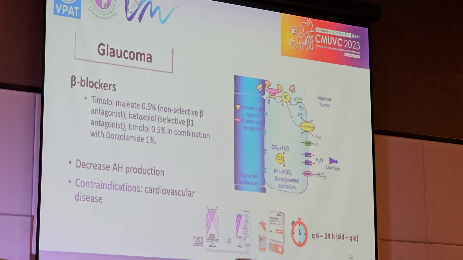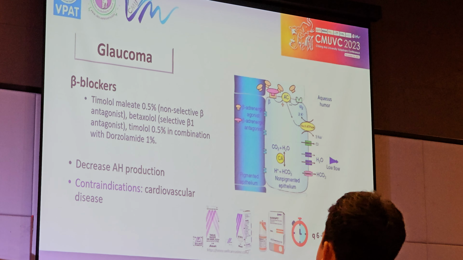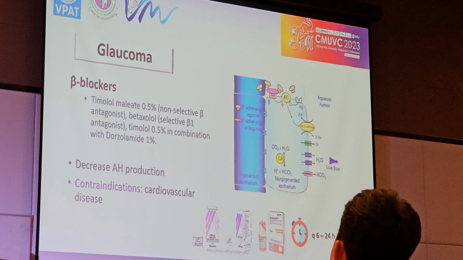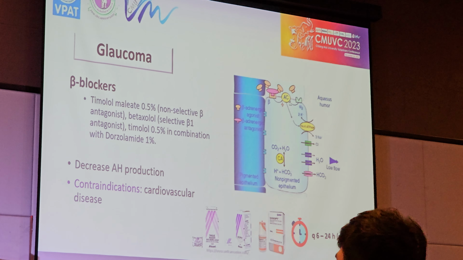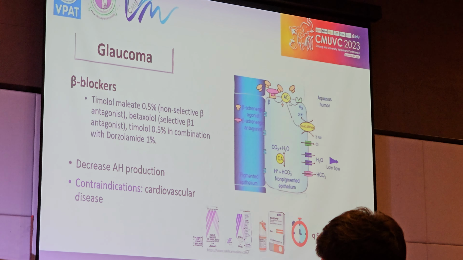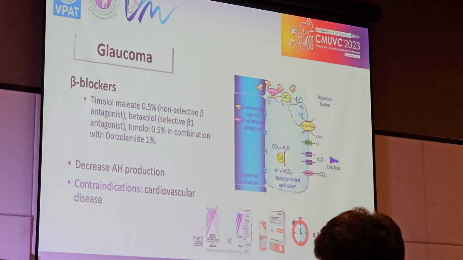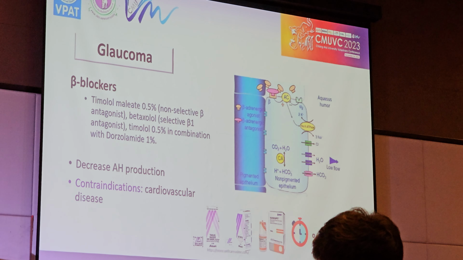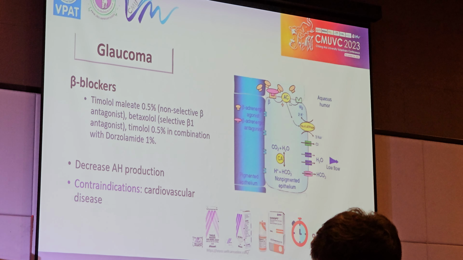The second choice is the use of beta blockers such as timolol maleate, which is a non-selective beta antagonist, betaxolol, which is a selective beta-1 antagonist, and timolol in combination with dorzolamide. This drug can decrease the aqueous humor production by blocking the beta-adrenergic receptors and preventing the stimulation of adenylyl cyclase that can produce the aqueous humor. So the contraindication of the use of this drug is in patients with ocular cardiovascular disease. And the frequency of the topical application can be 1 to 4 times daily also.